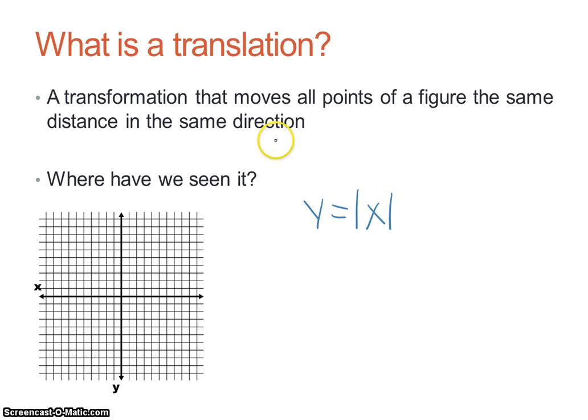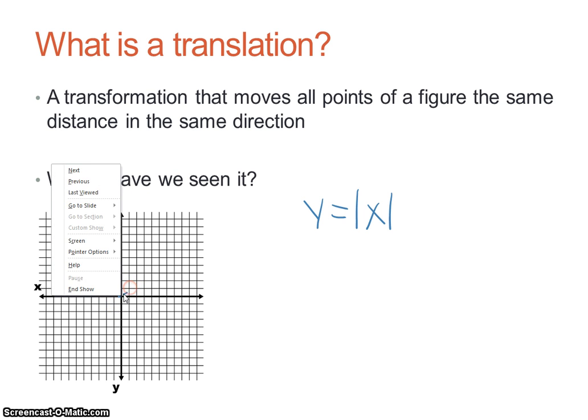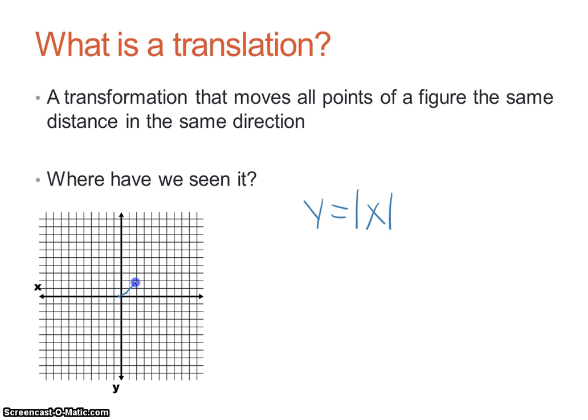So to graph absolute value, we knew that we started at 0, 0 for our parent function, and then our slope on each side was 1. So we had y equals x on this side, and y equals negative x on this side.